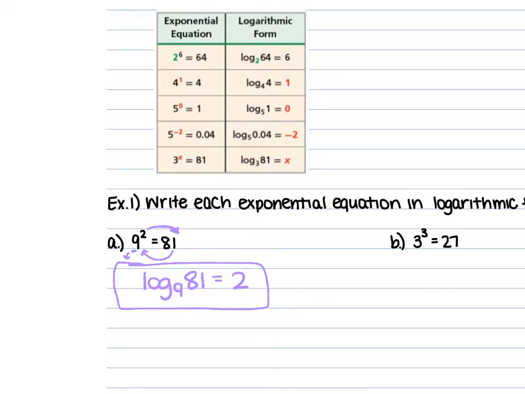For b, we have 3 raised to the third power is equal to 27. So we're going to write the word log. The big 3 is going to turn into our base. Let's write this a little better. And then that 3 as your exponent is going to change places with the 27. Your 27 is going to be next as a whole number, then it's equal to 3. So log 3 of 27 is equal to 3.